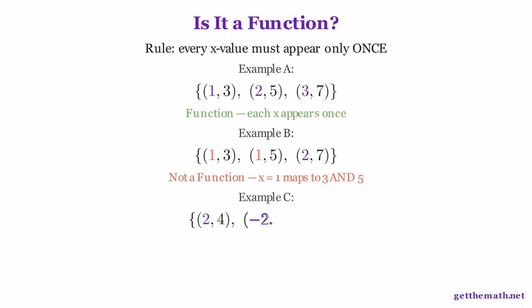Example C. The set (2, 4), (-2, 4), (3, 9). The x values are 2, negative 2, and 3. All different. Two different inputs happen to share the same output of 4, and that is perfectly fine. Same output is allowed. Same input is not. That is a function.